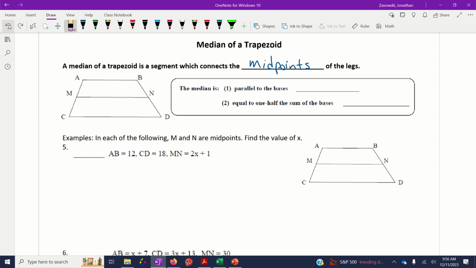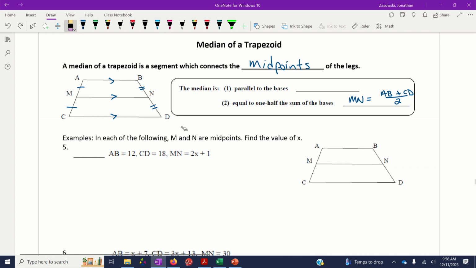And oftentimes it'll either say that those points are midpoints, or they'll tell you that these two pieces, AM and MC, are equal, BN and ND are equal. And then we also know that these lines, AB, MN, and CD have to be parallel. So if we know our mid-segment, we know two things, okay? Number one, the median, or the mid-segment of a trapezoid, is going to be parallel to the bases, and it's going to equal 1/2 the sum of those two bases.